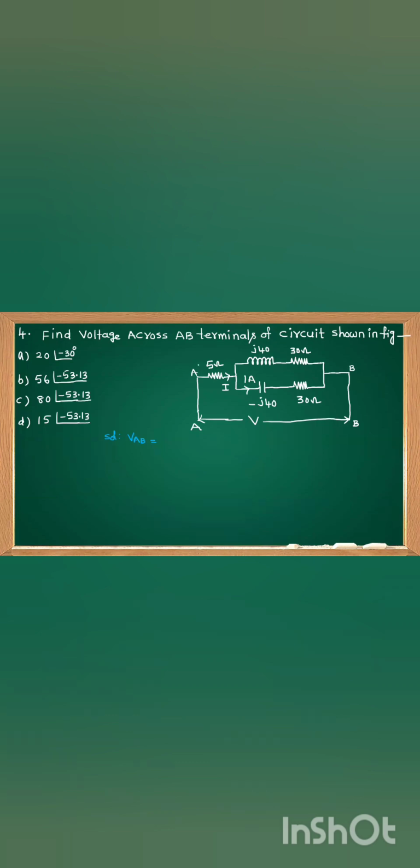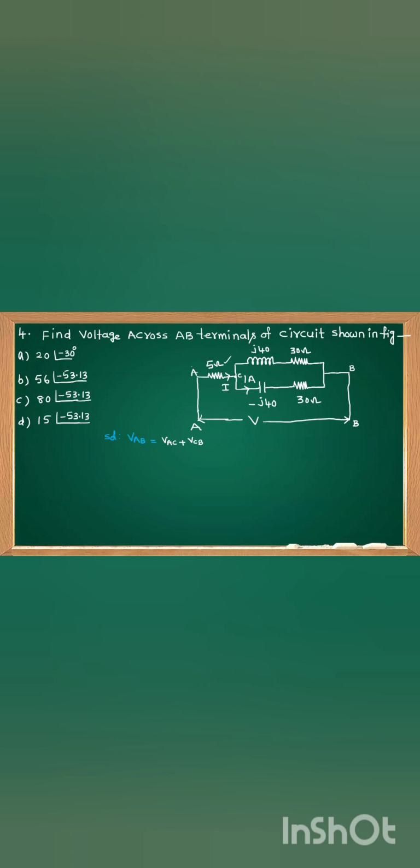This is given in the problem. This is A. Let this point be C. Shall I write VAB equal to, how can you write? If you have to find VAB, then VAC plus VCB. I'm writing VAC plus VCB. Yes, to find VAB, we have to find VAC and VCB.